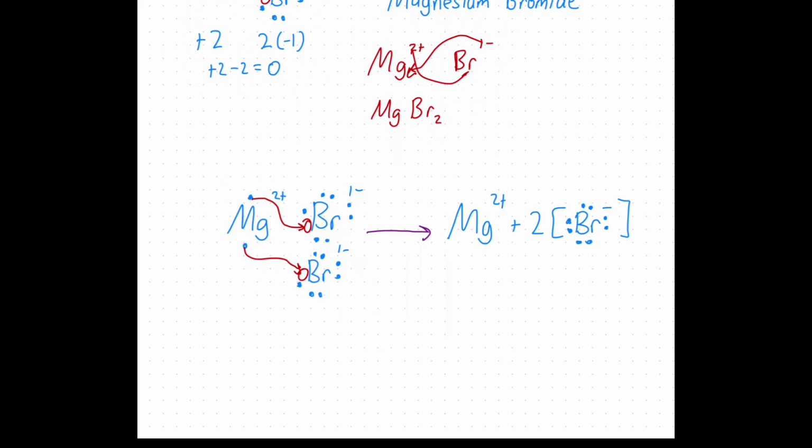Magnesium's losing electrons, so it's dropping down in energy level, or its valence electrons are now in a lower energy level because it lost the ones in the higher energy level. So since it lost them, we draw it without those lost electrons. And this would be a Lewis structure for magnesium bromide.